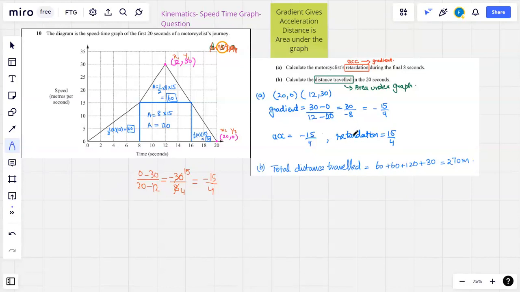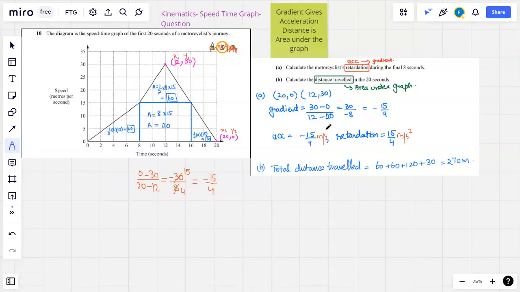Or you can also write it as retardation. When you write retardation, you will just remove this negative sign, and you will just add this unit, meter per second square, and meter per second square here as well. So this is the answer of the first part.